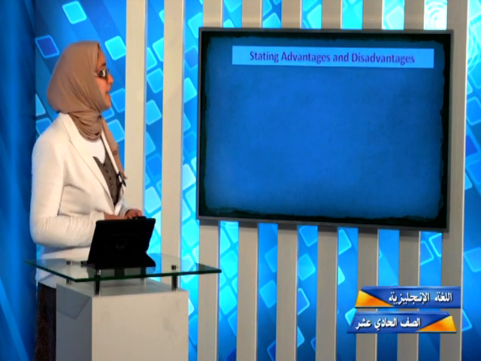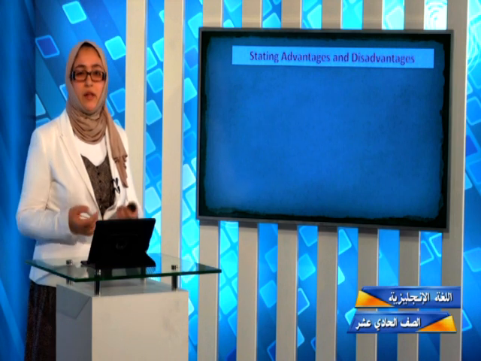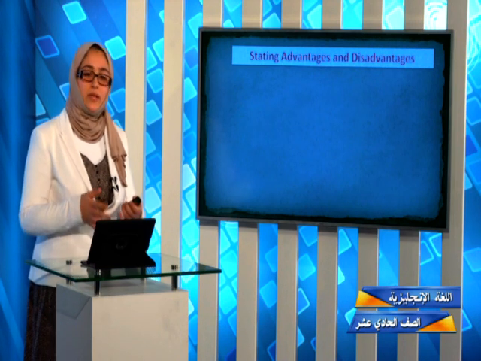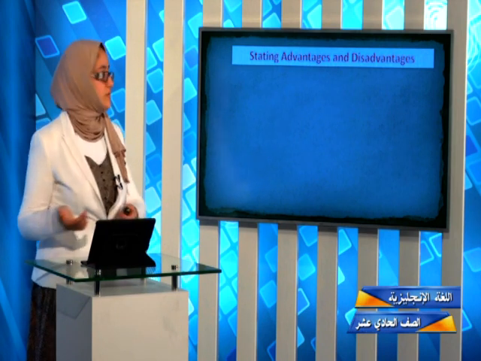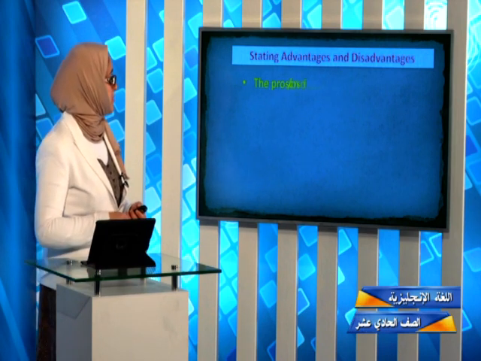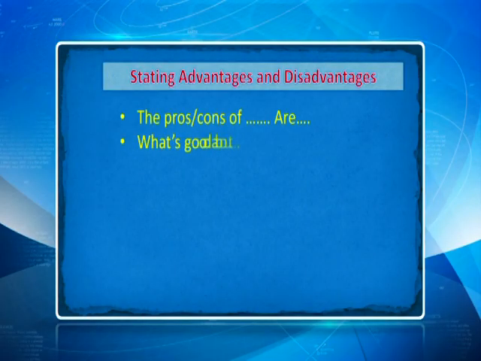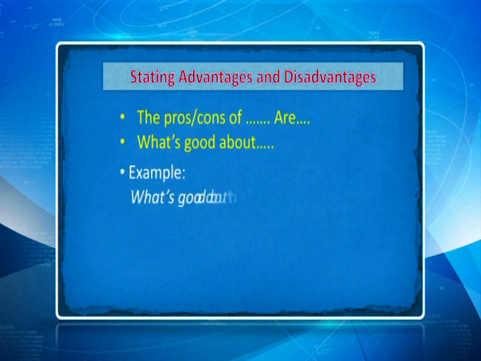Next, we have stating advantages and disadvantages, and we do this a lot in the English language. We need to state why something is good for us, and then we talk about why something is not good for us. Some of the ways in which we can express ourselves is the pros and cons, which is another way of saying advantages and disadvantages. So we begin to list them.